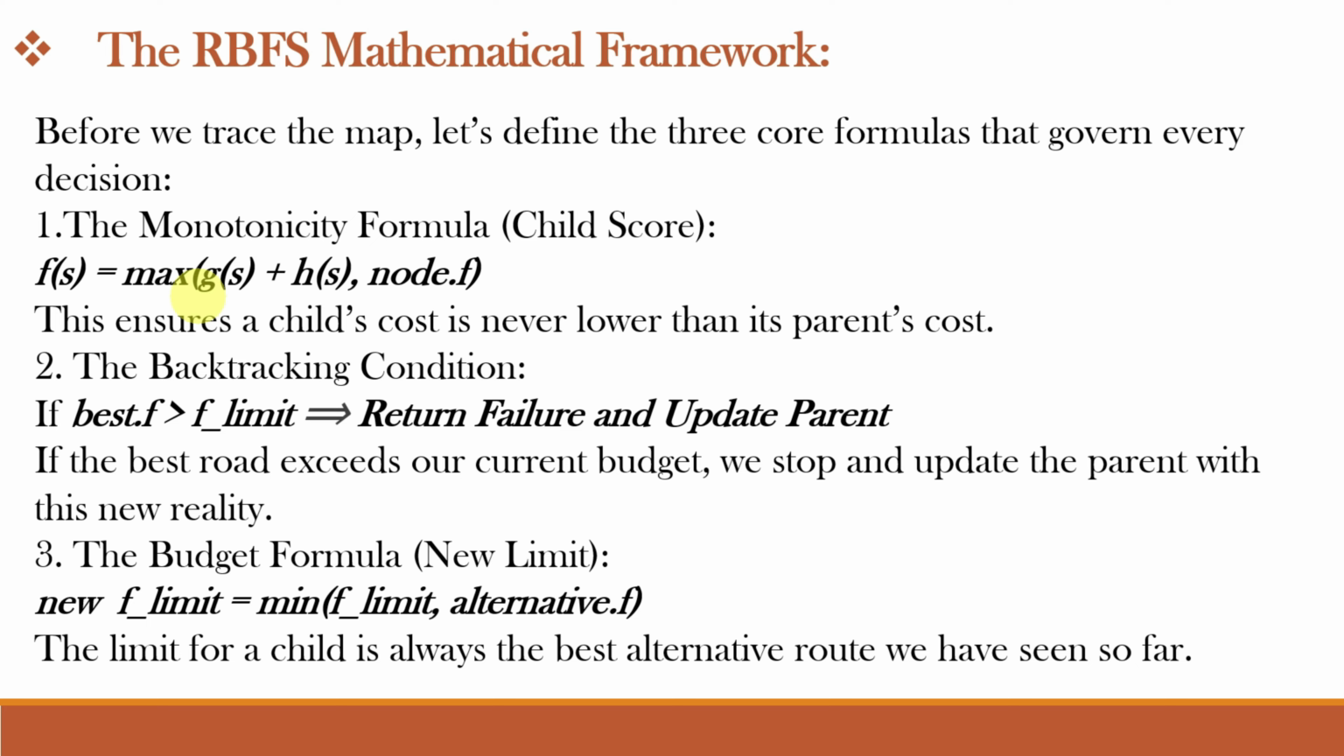This formula keeps us realistic, that is non-decreasing costs. This formula tells us when to give up and turn back, that is the limit check. And this formula keeps our backup plan ready, that is setting the new F limit. And also the backed up value helps us remember what we learned by updating the parent.